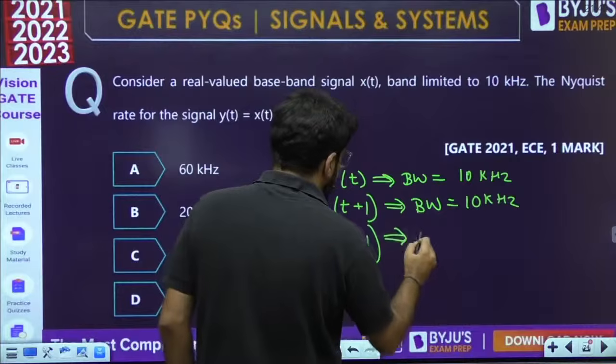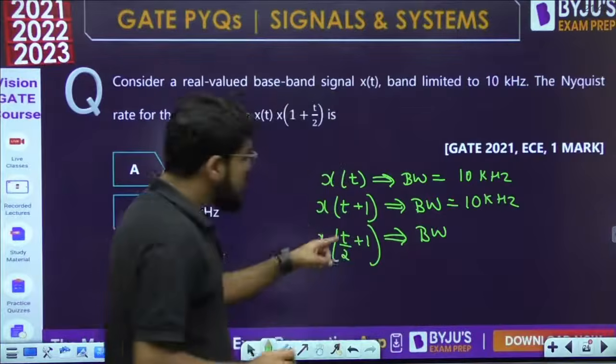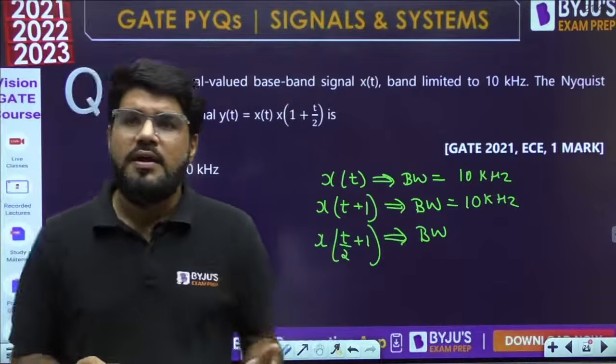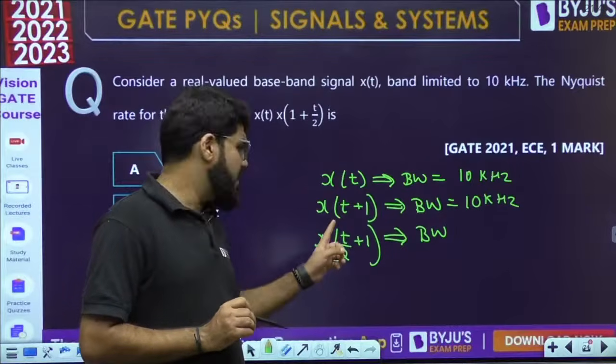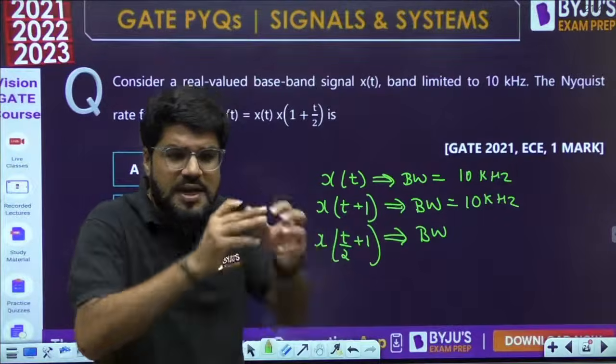x of t by 2 plus 1. What should be the bandwidth? Now, x of t by 2. Okay, 1 by 2. So that means the signal is getting expanded. Okay, A is equal to half. The signal is getting expanded.